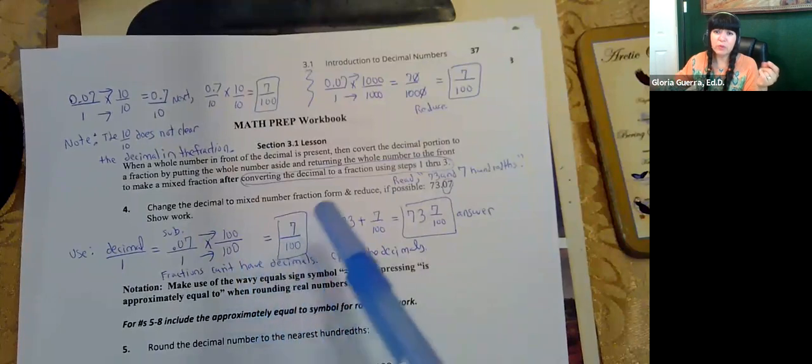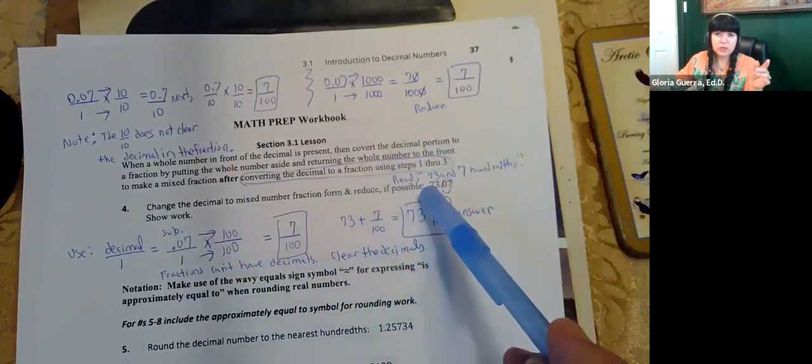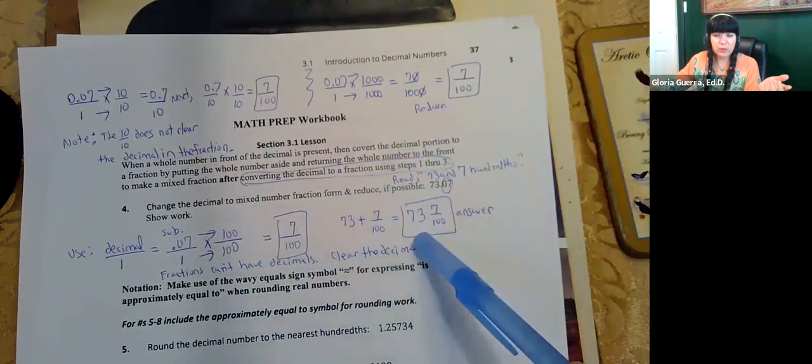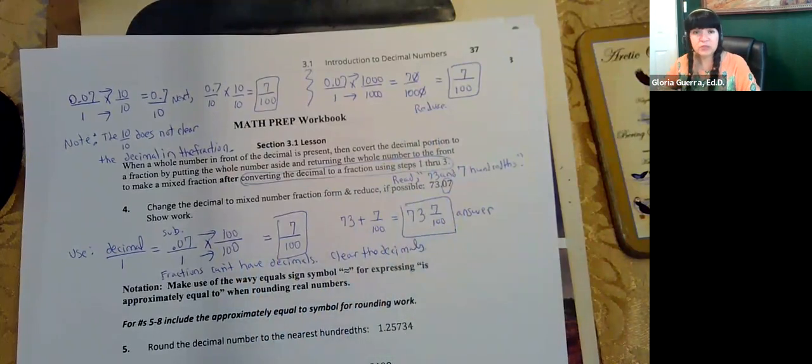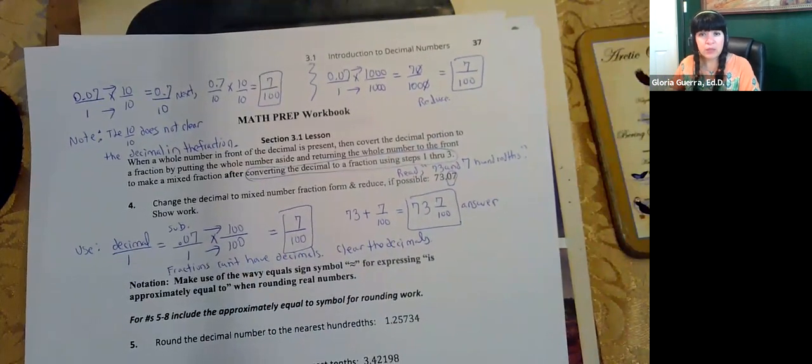And then you still have to remember on all these, don't forget to add the 73. Sometimes students just say, oh, the answer is 7 over 100. And I don't count it all off. I give you partial credit, but you can't get the full credit because the real answer is 73 and 7 hundredths, okay?